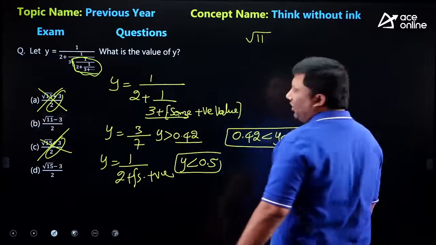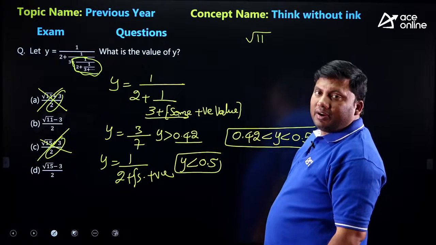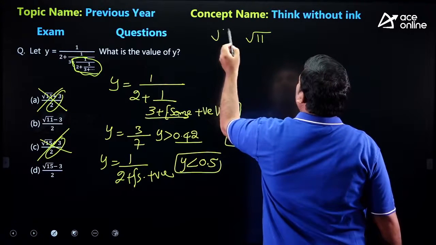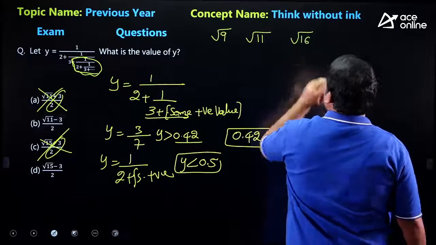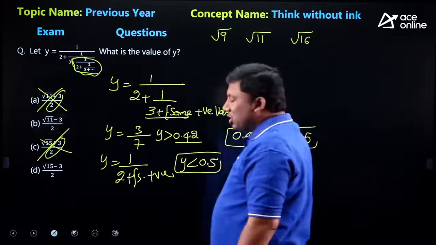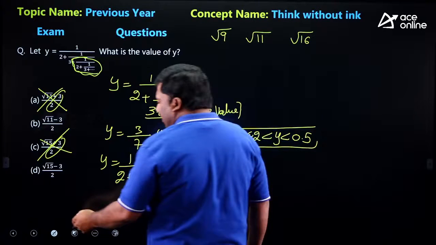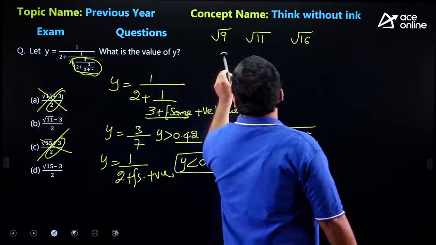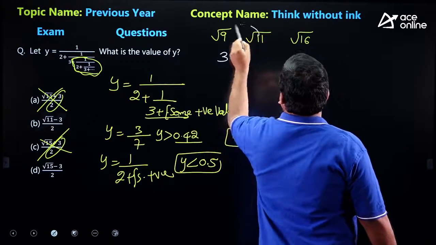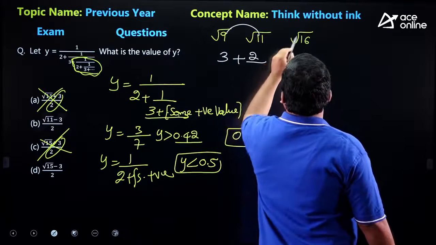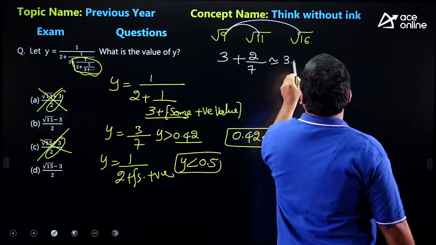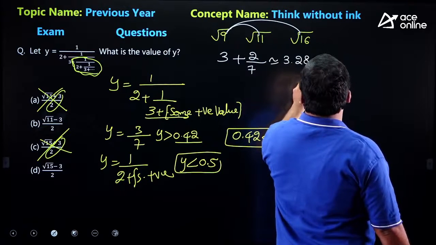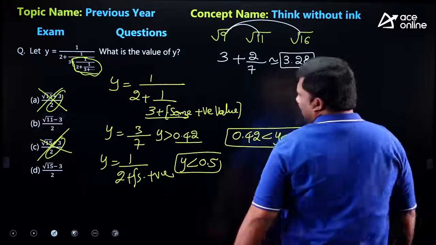Option B, root of 11. How to find out the approximate value of a non-perfect square? Root 11 lies between root 9 and root 16. Root 9 is 3 plus, the difference of 11 and 9 is 2, and the difference of 16 and 9 is 7. So this will be 7 twos are 14. It is close to 3.28.